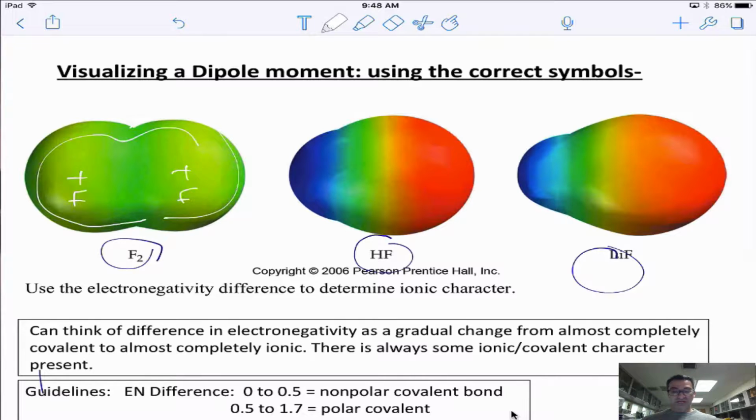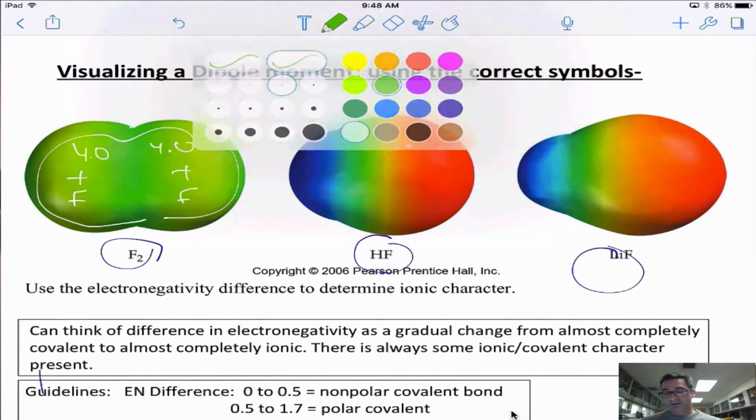So what does this look like here? Well, I have 4.0 and 4.0. So I have perfect sharing. They're both pulling on the electrons the same amount. And what that means basically is that my situation is what they would call non-polar. I'm going to have to change the color here. Non-polar.